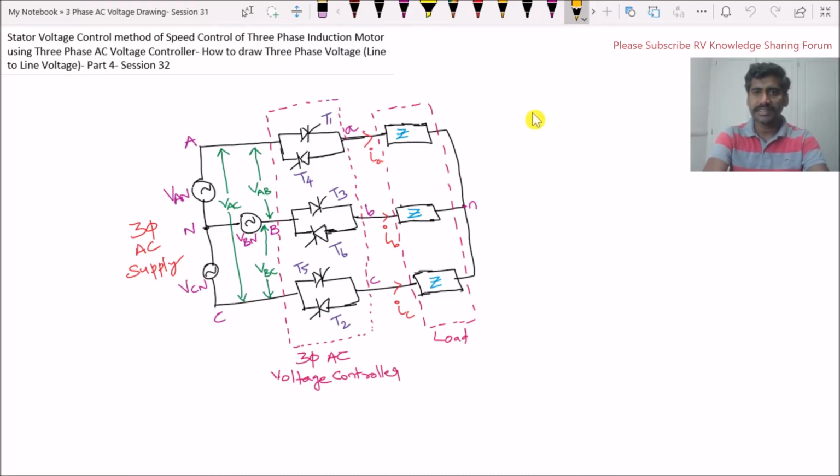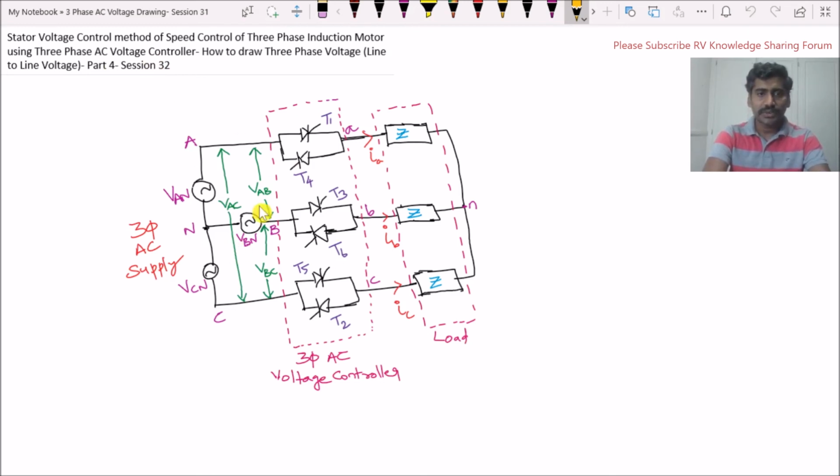Myself R Venkatesh. In our previous session 31 under part 3 we have discussed how to draw three-phase voltage which is measured between phase to neutral. In this session 32 under part 4 of electrical drives and control we are going to discuss how to draw the three-phase voltage which is measured between line to line or phase to phase.